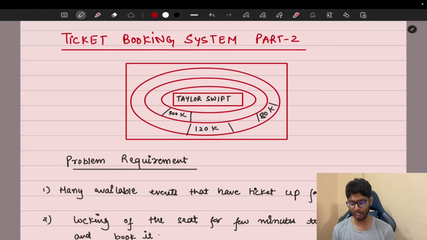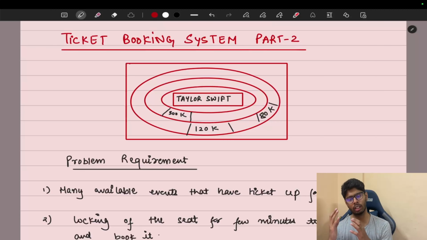In the ticket booking system part 2, I just made a beautiful drawing of a Taylor Swift concert. Let's first understand why we need a separate video for this event booking system. There is a small difference I wanted to mention. While we are making a movie ticket system, we have seats. But when we are making an event booking system, it's not necessary that we have seats. What I mean by this.